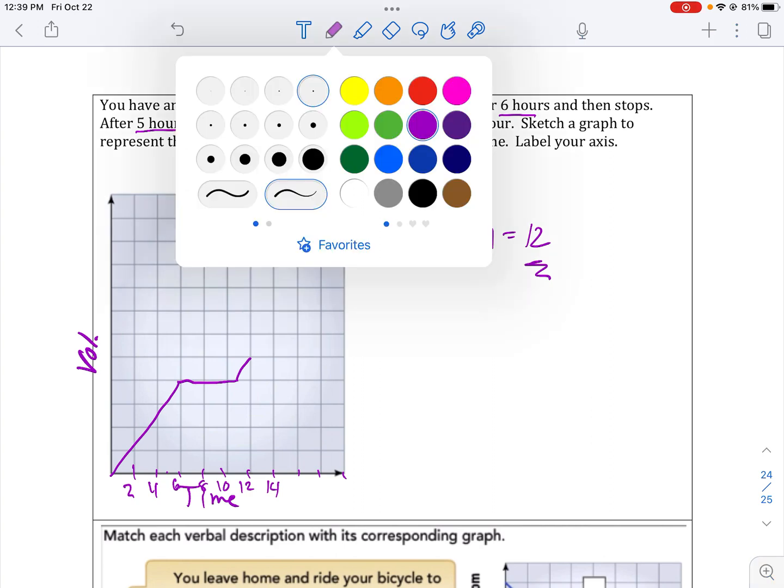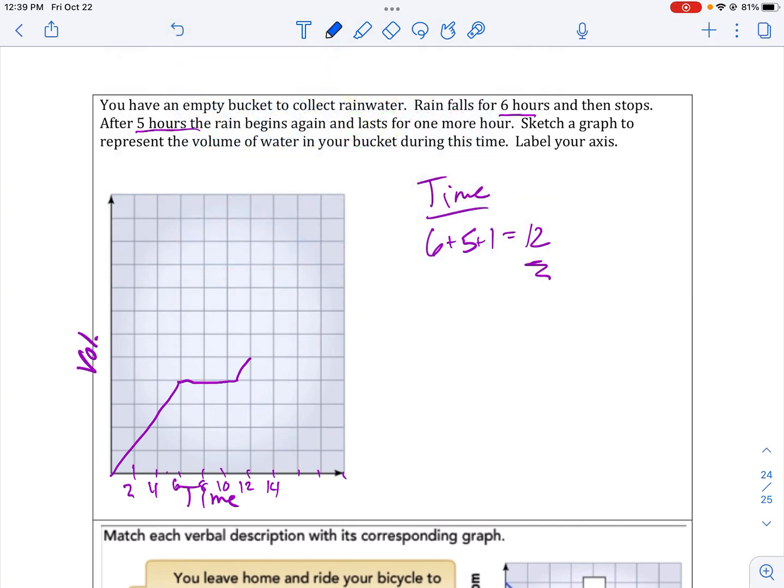Now, depending on how much it rained, let's say it rained really heavy for the first 6 hours. Obviously, it stopped raining, and then it rained really lightly for the last hour. See how it's the same basic shape, but it depends on how much it's raining or not raining.